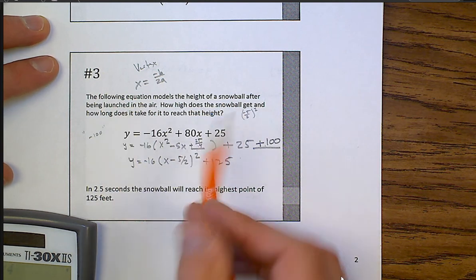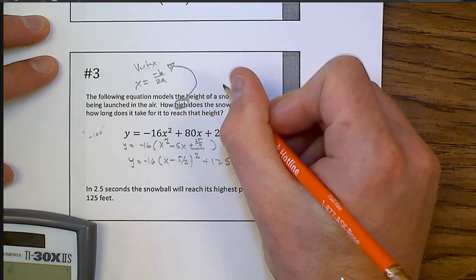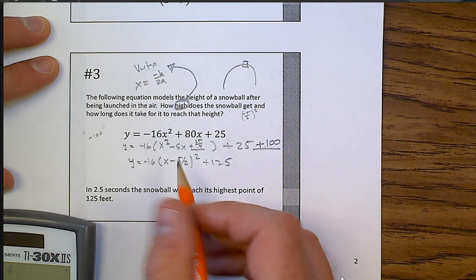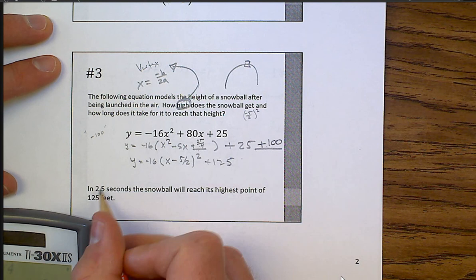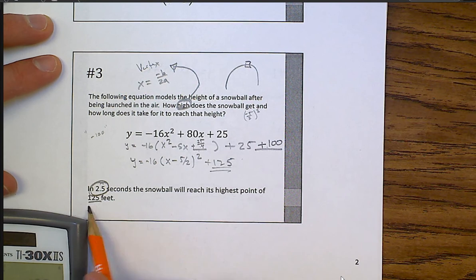How high means they want the vertex, right? So it's going to be something like this. They want that point. How high does a snowball get? So that's our h, k. So again, this is 5/2, which as a decimal is 2.5 seconds. Our k is how high it is, which is 125 feet. All right?